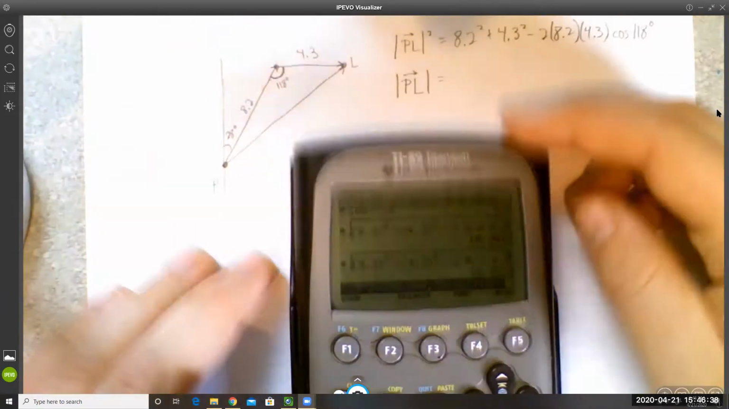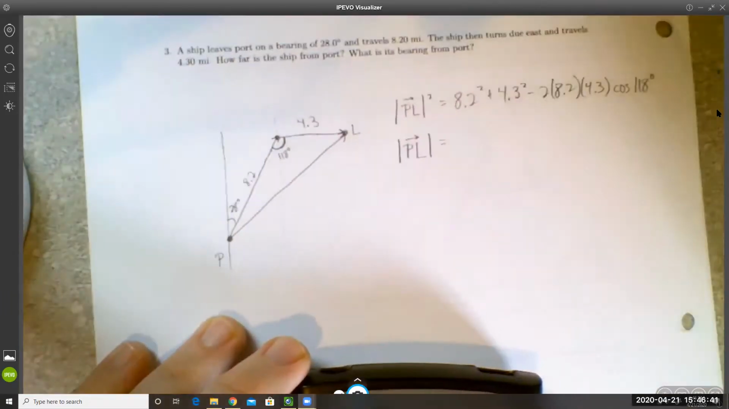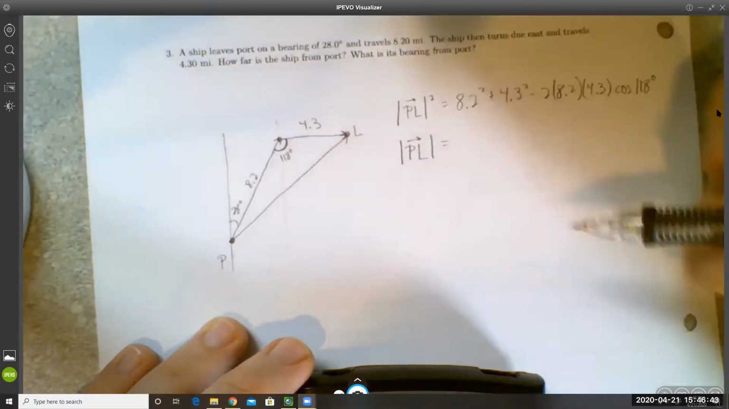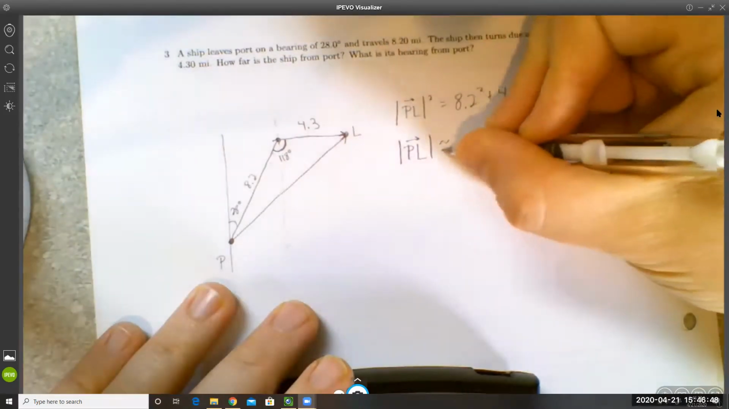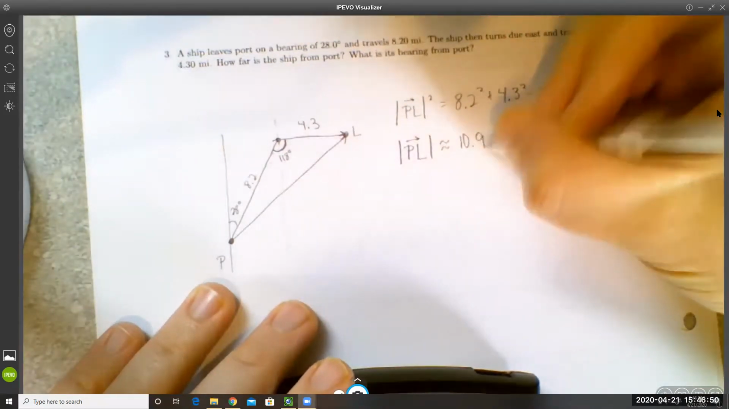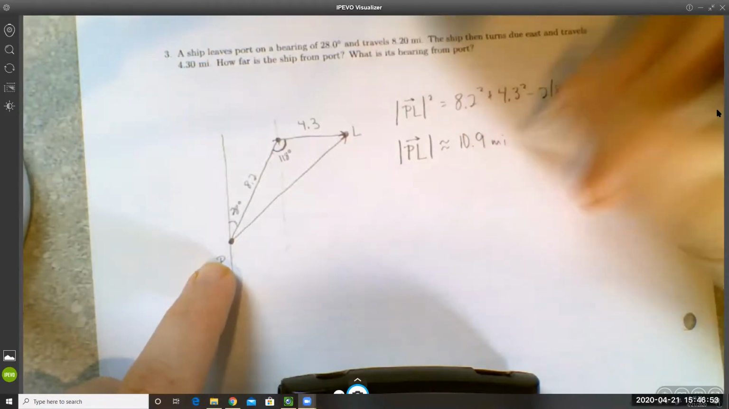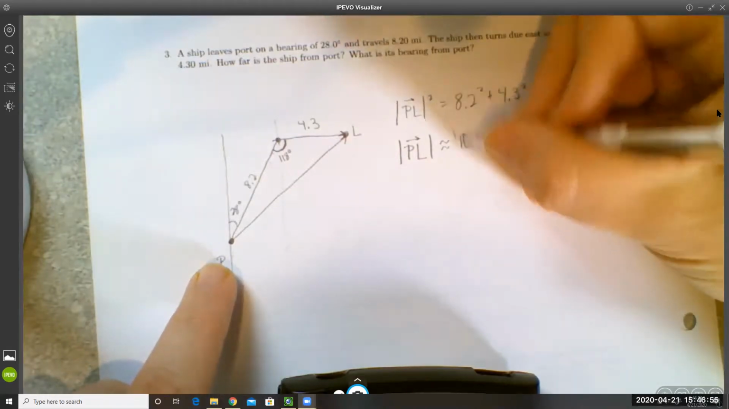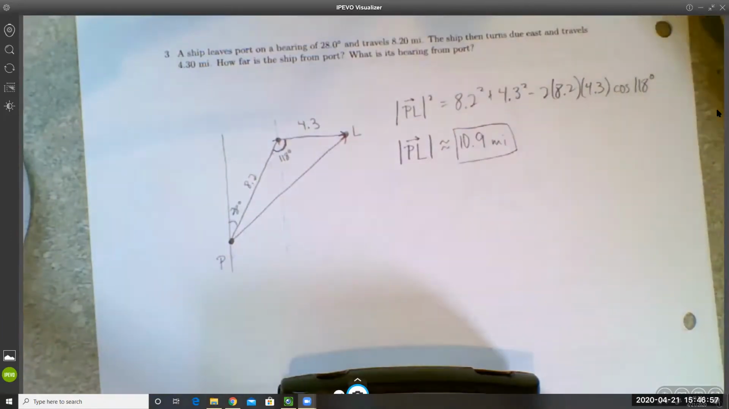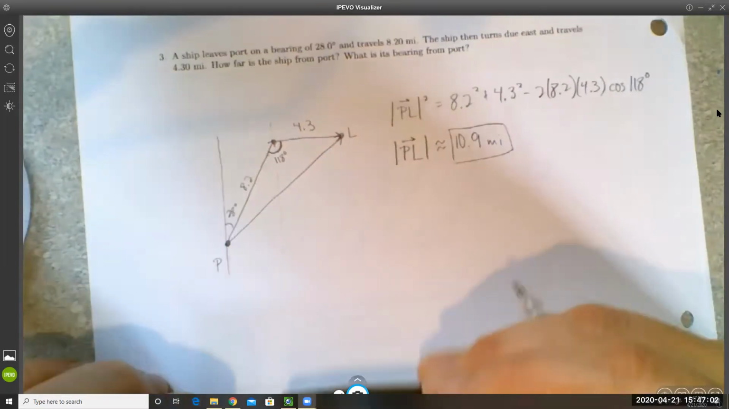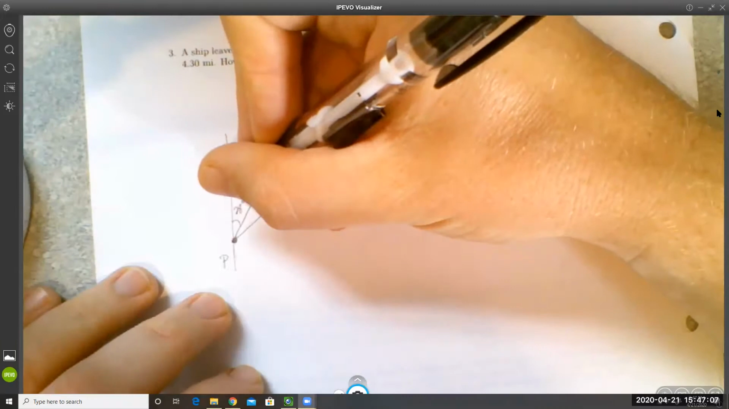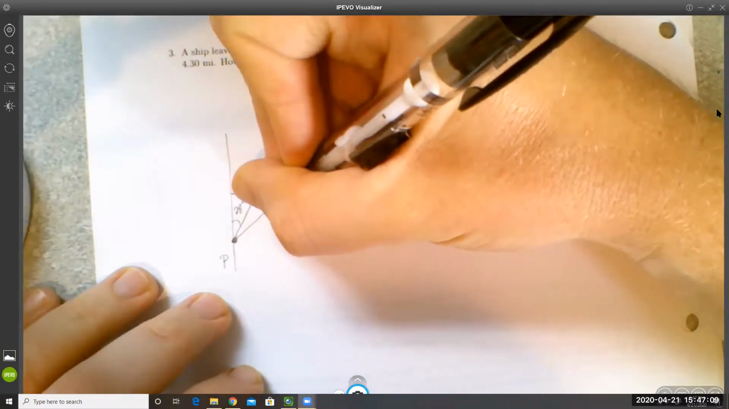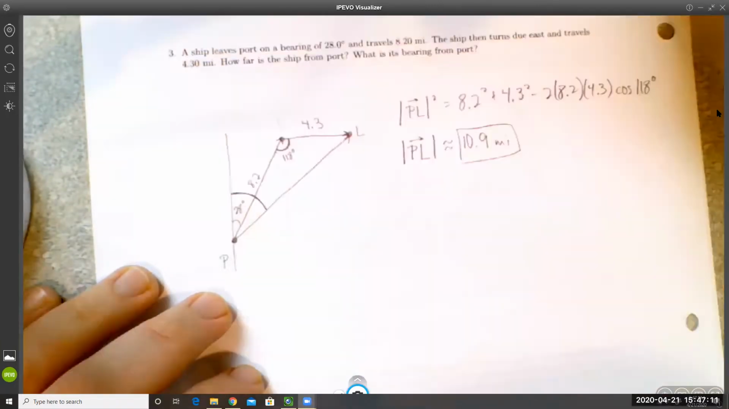So to 3 sig figs, since we had 3 sig figs starting out, we would say this is approximately 10.9 miles. So that's how far the ship is from port. What's its bearing from port? In other words, we want to know what this angle is from the north. We want to know what that angle is right there.